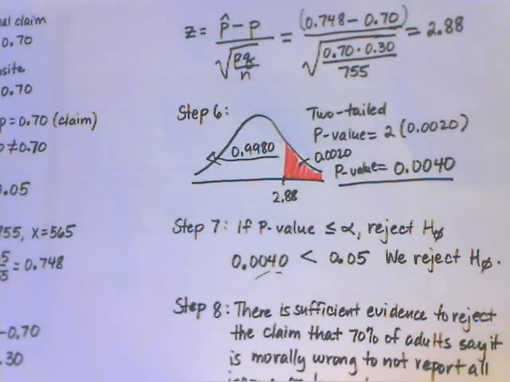Only with the two-tailed test, when you're finding the p-value, you have to do 2 times the area that is beyond that particular test statistic.